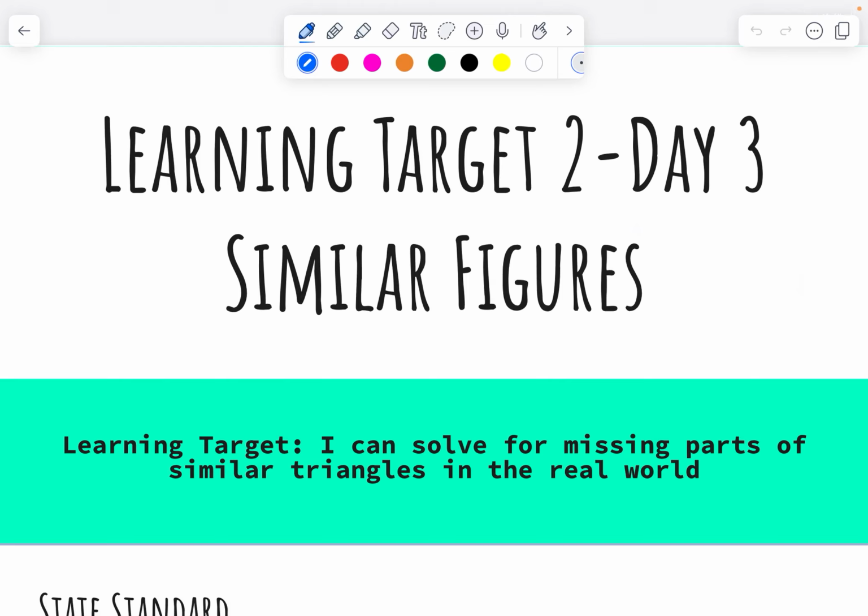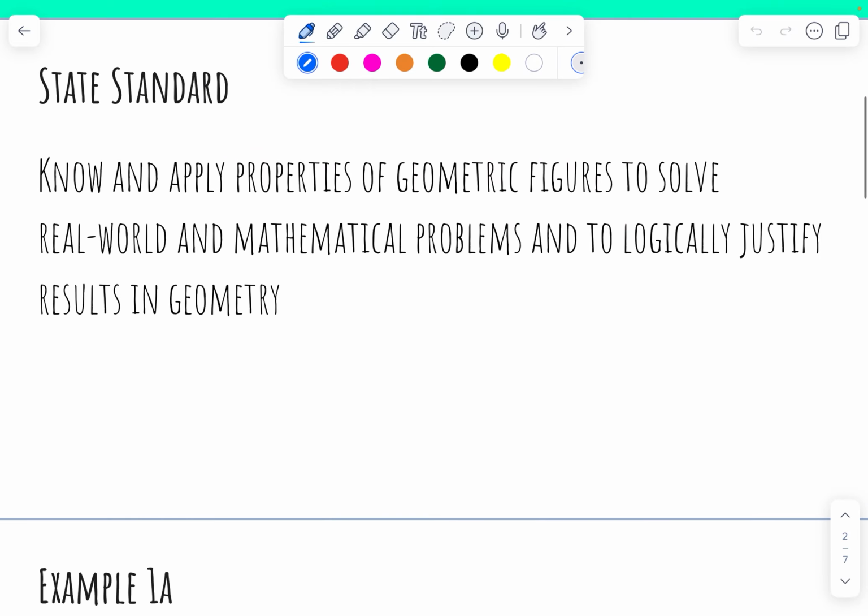Hello, friends. Today we're going to talk about real world problems having to do with similar figures. We're going to solve for missing parts of similar triangles in the real world. Our state standard: know and apply properties of geometric figures to solve real world and mathematical problems and logically justify results in geometry.